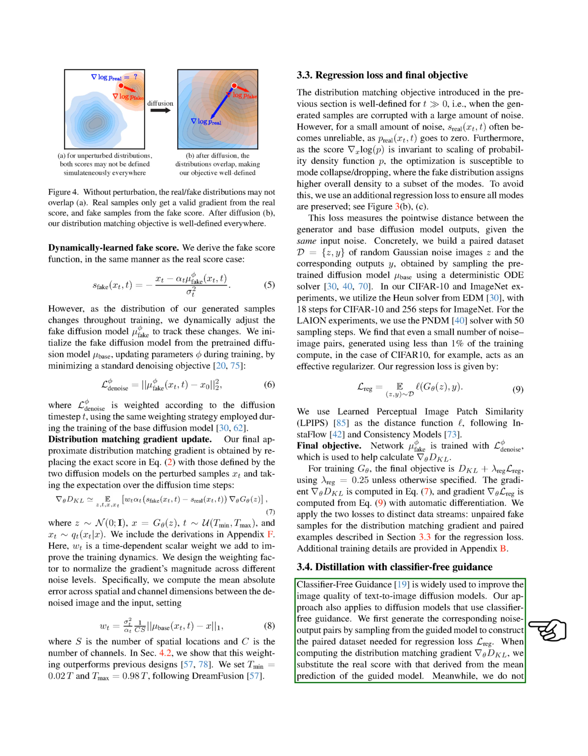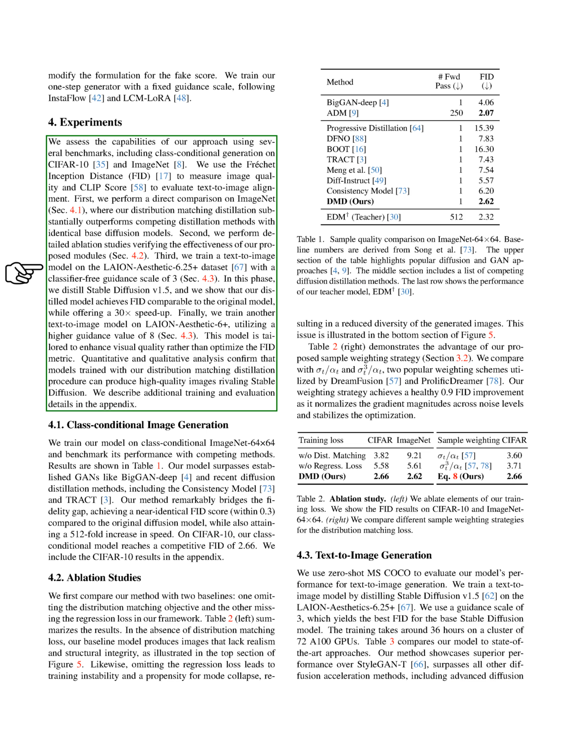We assess the capabilities of our approach using several benchmarks, including class conditional generation on CIFAR10 and ImageNet. We use the Frechet inception distance, FID, to measure image quality and CLIP score to evaluate text-to-image alignment. Our distribution matching distillation substantially outperforms competing distillation methods with identical base diffusion models. We also perform detailed ablation studies verifying the effectiveness of our proposed modules.